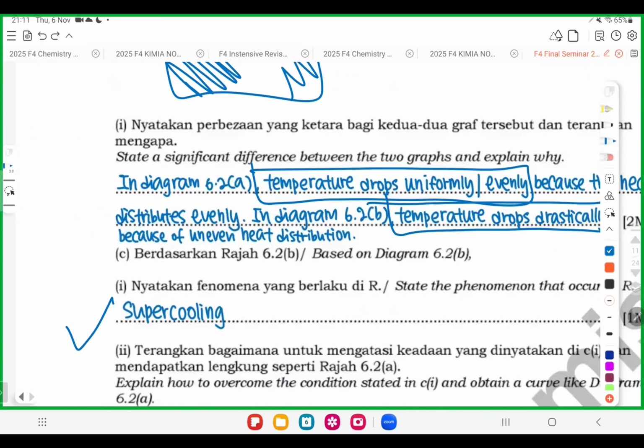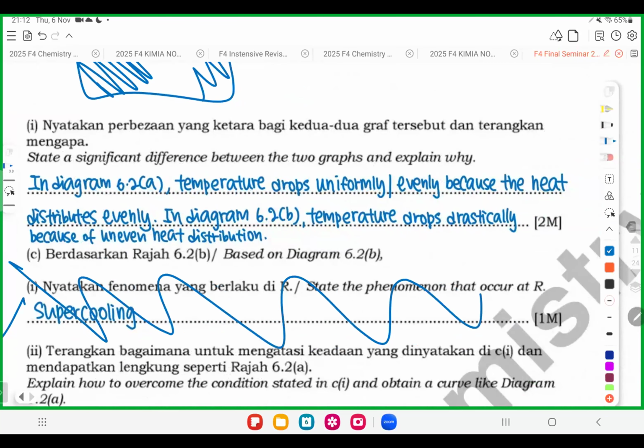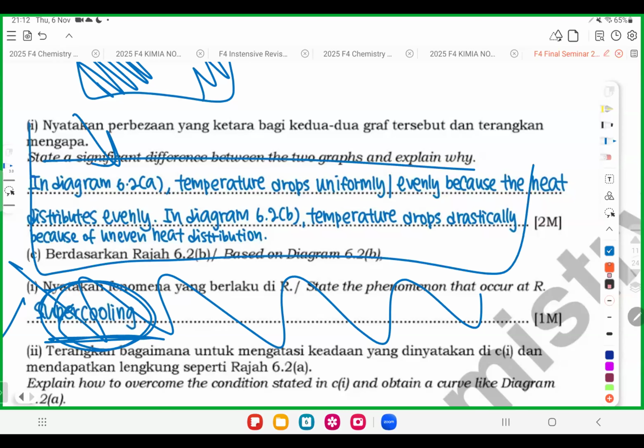That's all. You cannot write supercooling because supercooling is here. So that's why you cannot write supercooling, no mark. But again, if today they didn't ask like this, then no problem. You can write, in the first diagram, temperature drop uniformly because there is no supercooling. In the second diagram, temperature drop drastically because there is supercooling. No problem. If they never ask about supercooling here, you can write supercooling in the answer. So what I'm trying to tell you is that they won't give you the mark for the same answer two times. If supercooling is here, you write supercooling on top, no mark already. So this is something you all have to know.